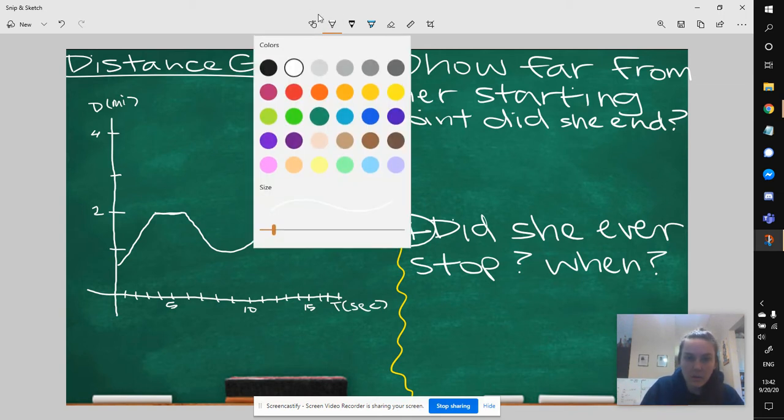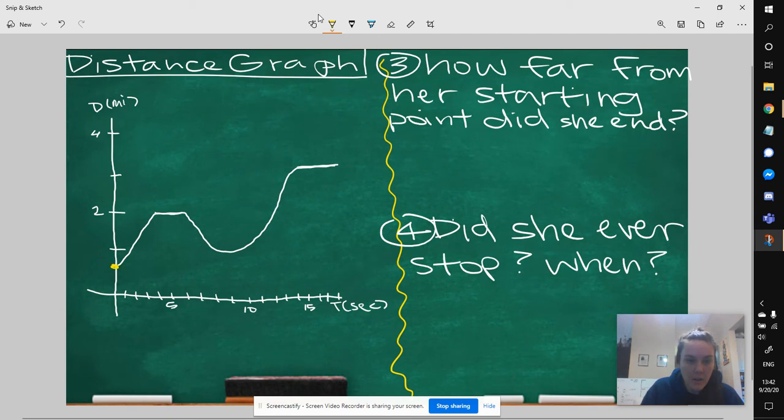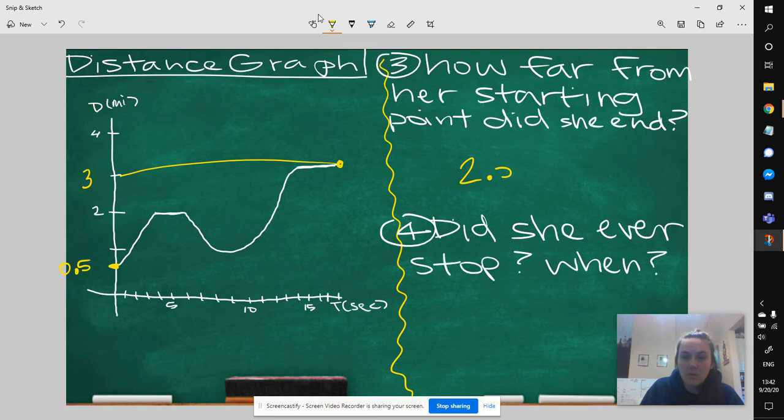Okay, so let's draw all over this graph again. I started 0.5 miles away from Garfield. I ended 3 miles away from Garfield. So I ended 2.5 miles away from where I started, because 3 minus 0.5 equals 2.5.